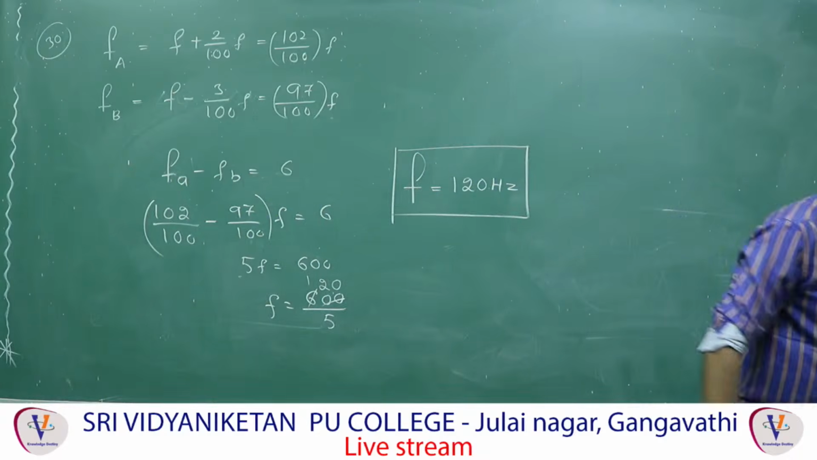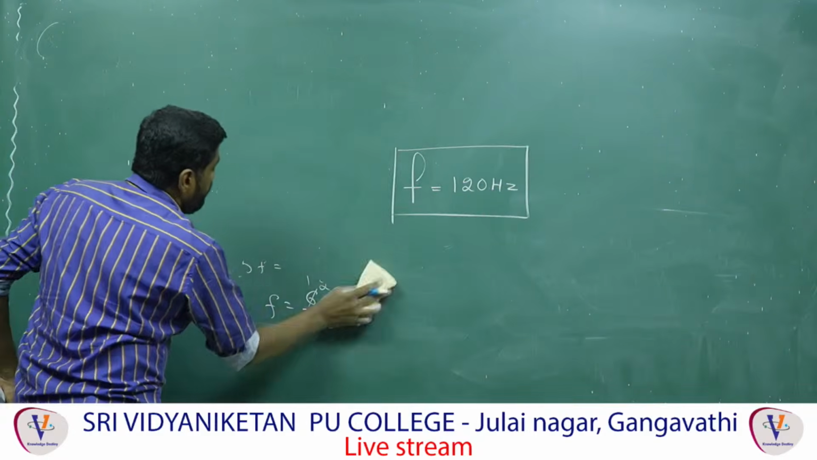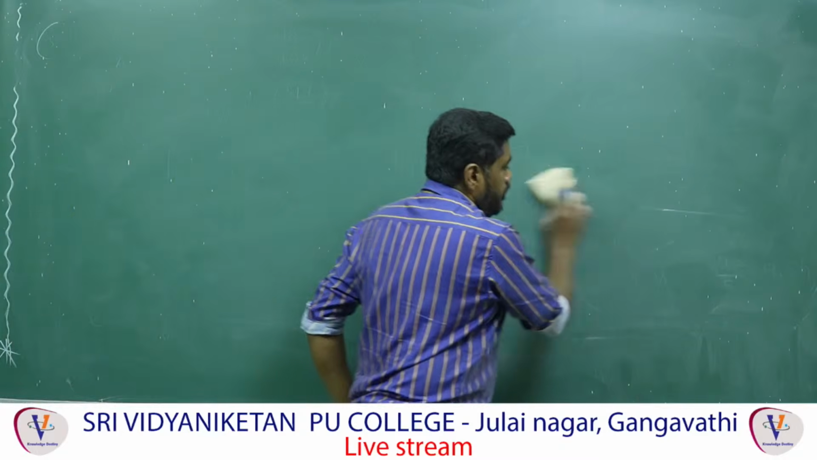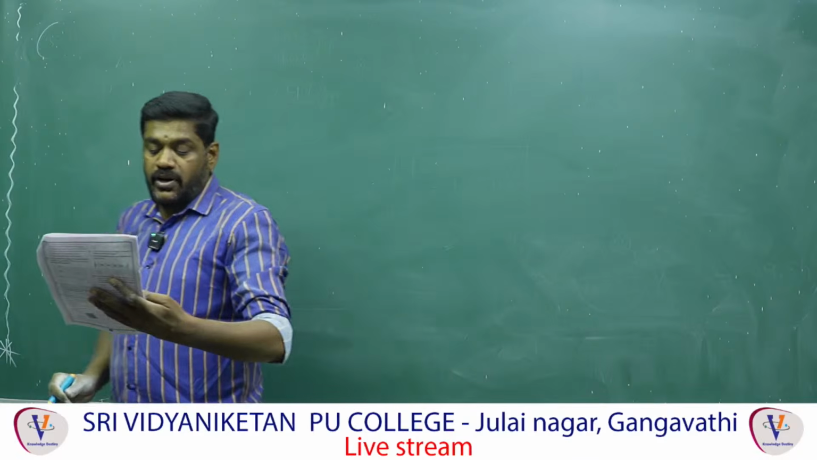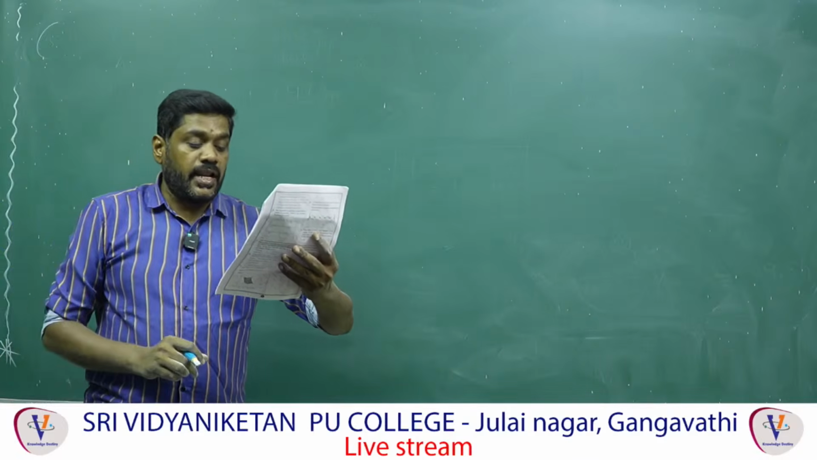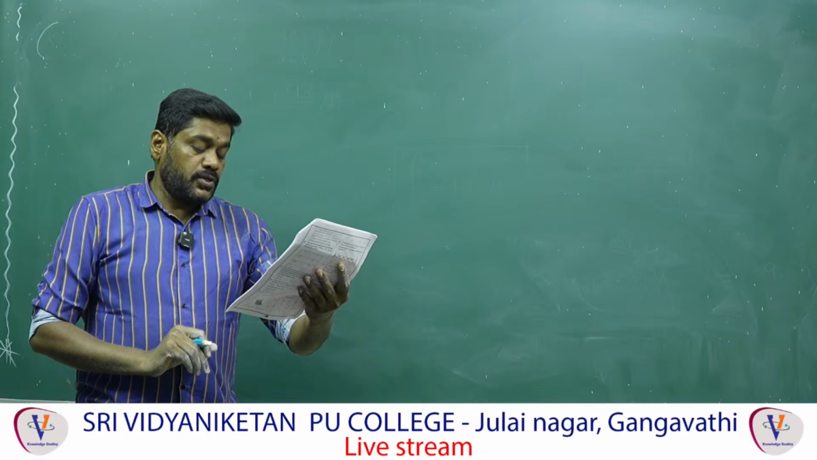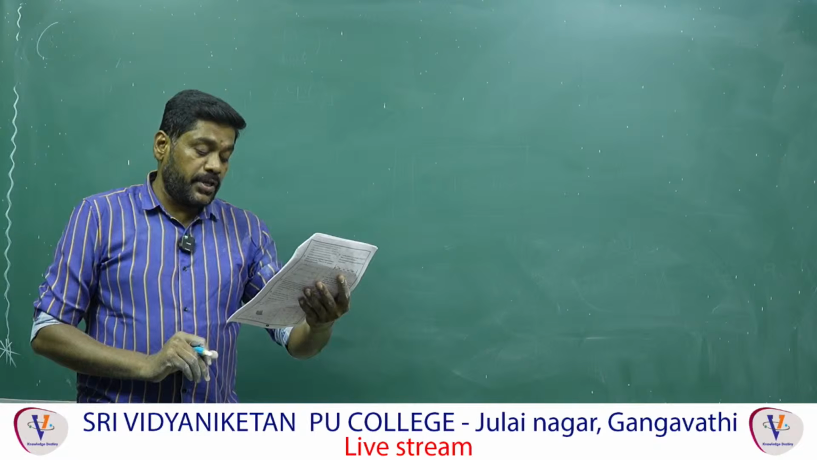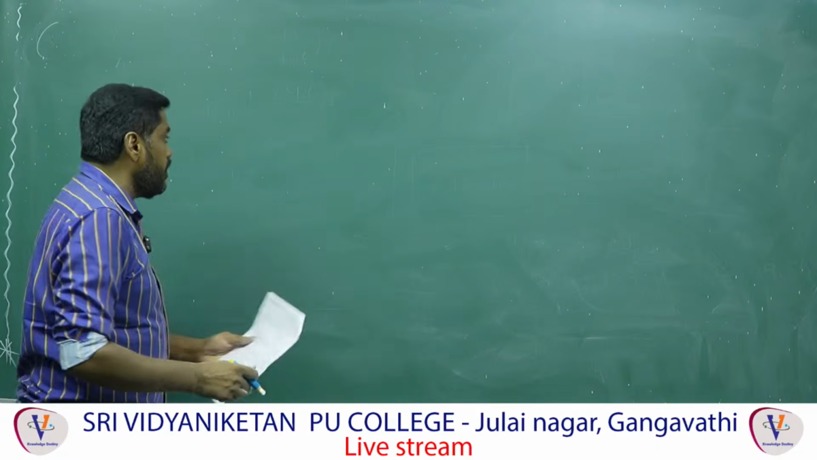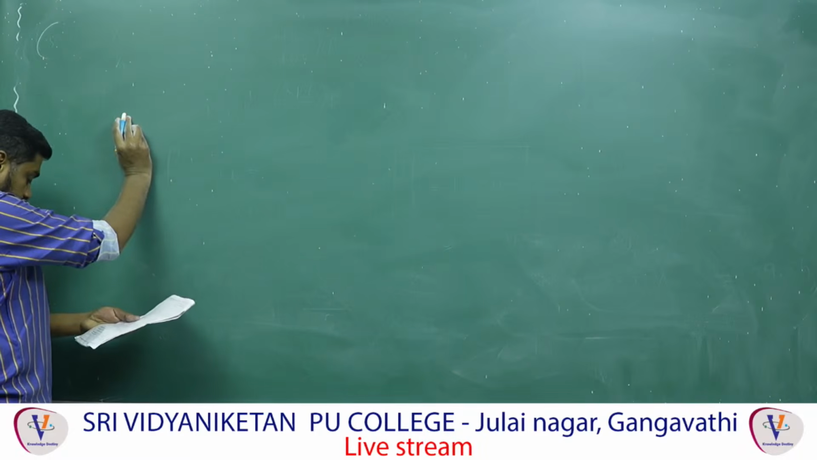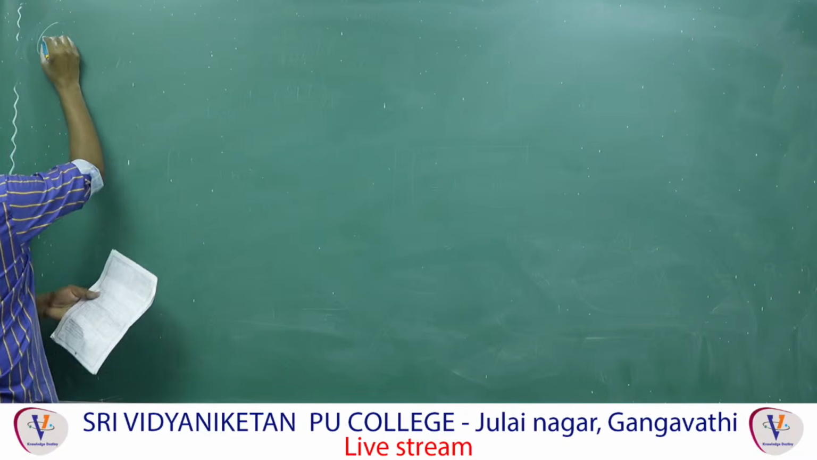Now, question 31. Question number 31. Two identical metal plates show the photoelectric effect. Light of wavelength lambda A falls on plate A and lambda B falls on plate B. The condition is lambda A is equal to 2 lambda B. They are asking for the maximum kinetic energies of the photoelectrons, KA and KB respectively. First of all, I will go for the maximum kinetic energy of B.